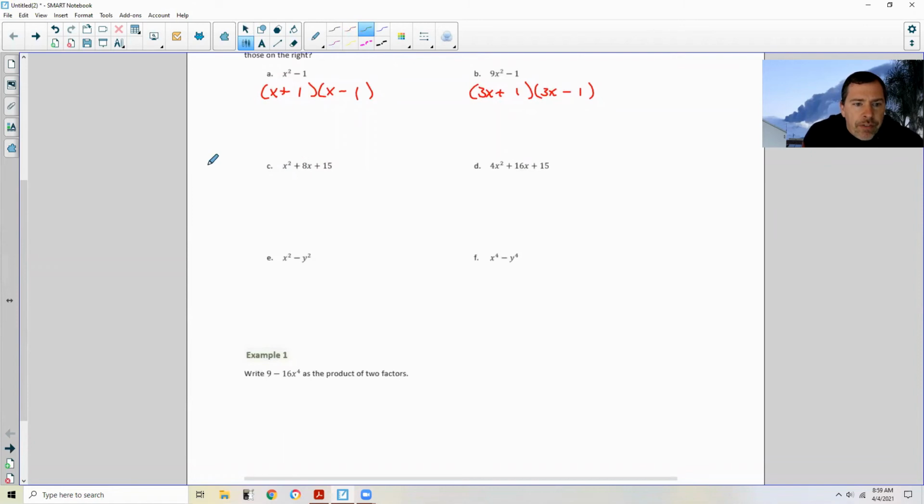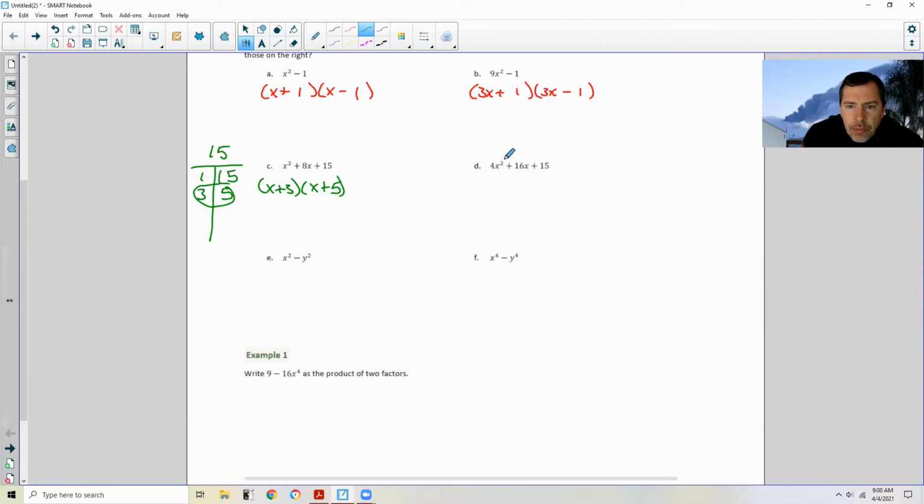C, factors of 15 are 1 and 15, 3 and 5. Factors of C that add up to B: 5 plus 3 is 8. So it's going to be x plus 3, x plus 5. Okay, we're done. This one has an A that's not 1.